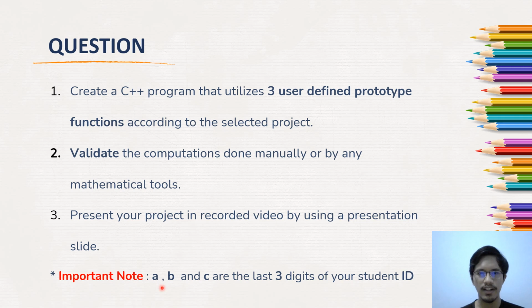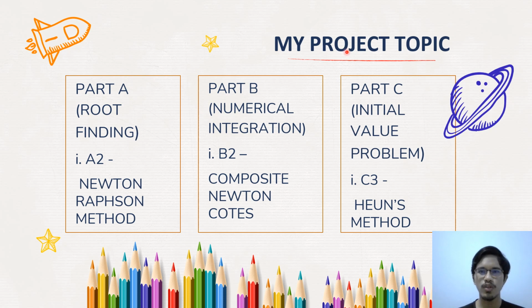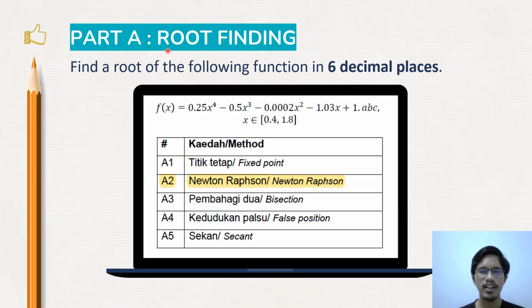We take note that the values of A, B, and C are the last 3 digits of my ID. My final project topics are: for part A, root finding, A2, the Newton-Raphson method. For part B, numerical integration, B2, composite Newton-Cotes. And for part C, initial value problem, C3, the Heun's method.